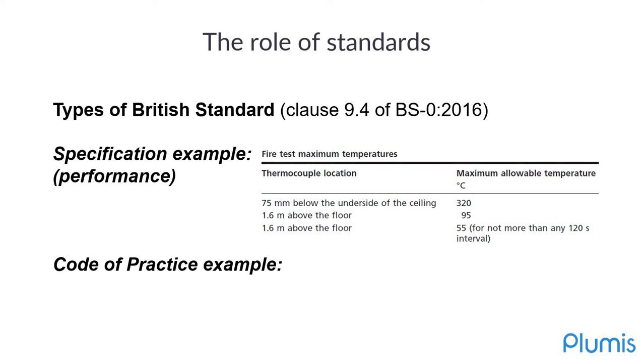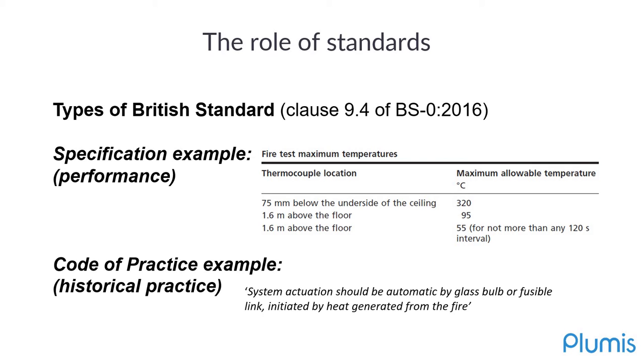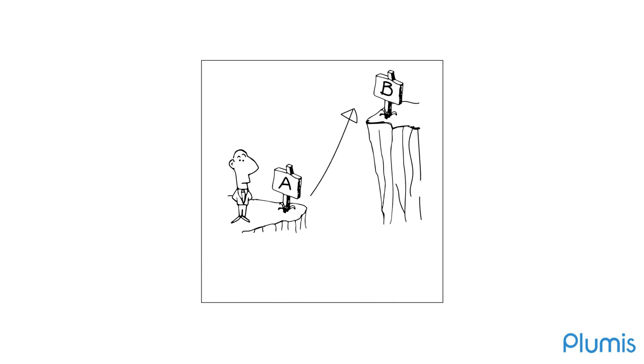On the other hand, as a code of practice, we have an example of a historical practice, which is the system actuation should be automatic by glass bulb or fusible link initiated by heat generated from the fire. So the difference between the two is very simple. The performance requirement has a clear and verifiable objective requirement.